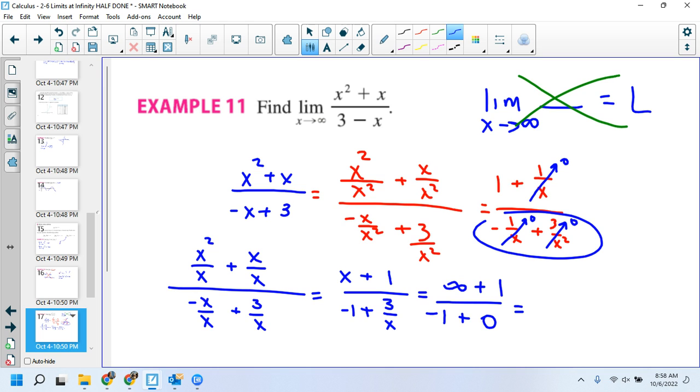Okay, well, we can actually evaluate that. Infinity plus 1 is infinity. Negative 1 stays on the bottom, so guess what it goes to? Negative infinity.